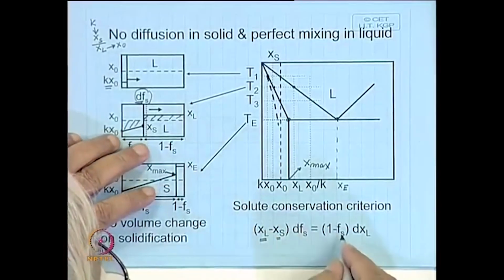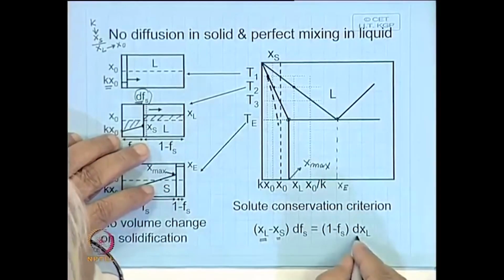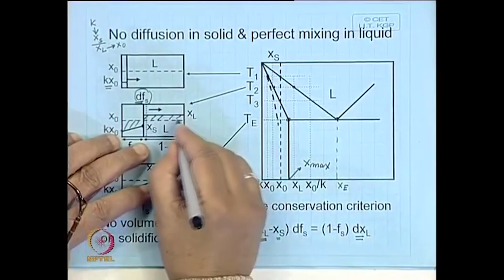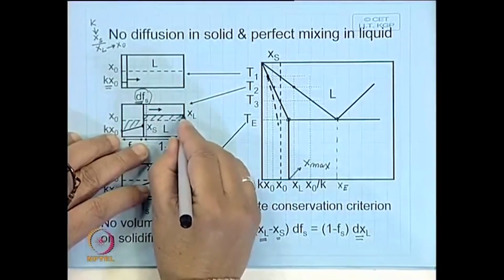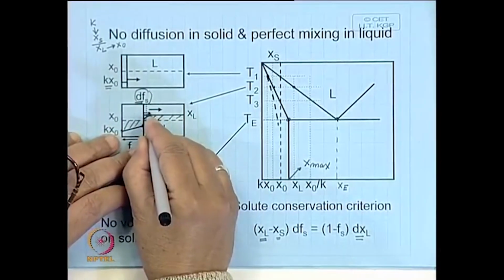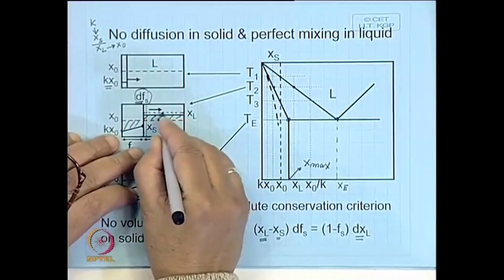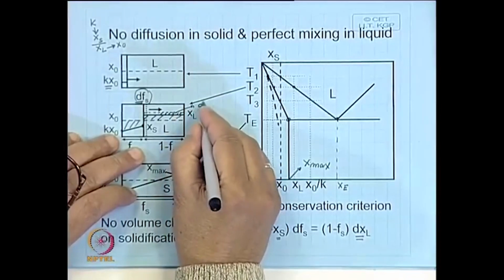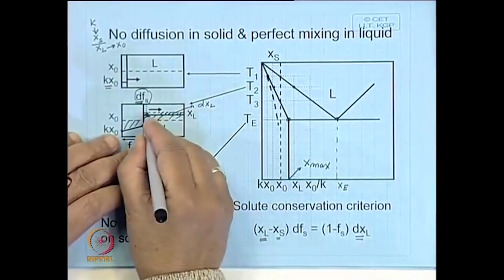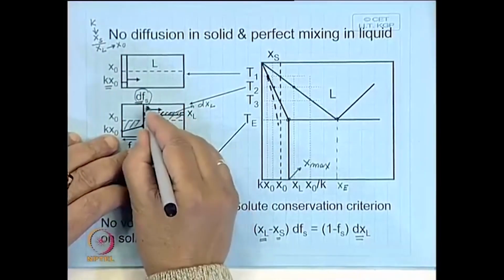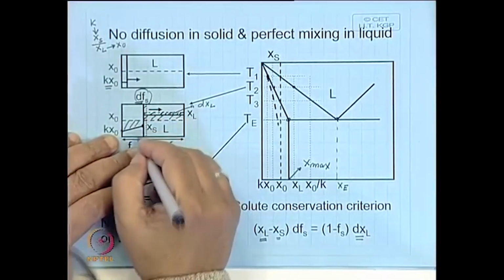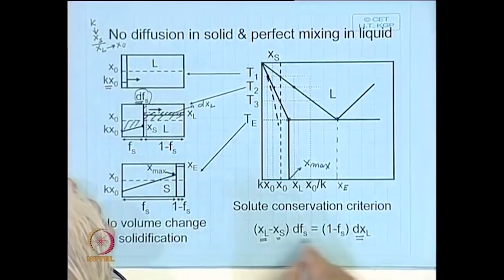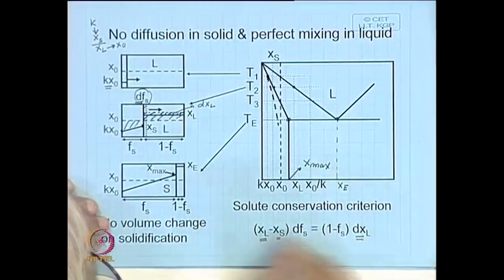So, this will be the total amount of solute which will move from liquid to solid, and this will be equal to the change in liquid concentration, x L. Now, there will be a d x L. So, this will be the change in liquid concentration. So, what we are doing? So, this area and this area we are trying to balance. So, therefore, this is the conservation.